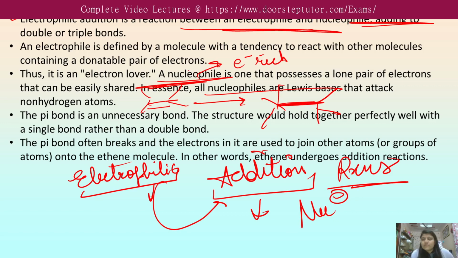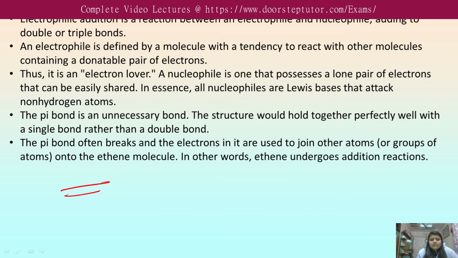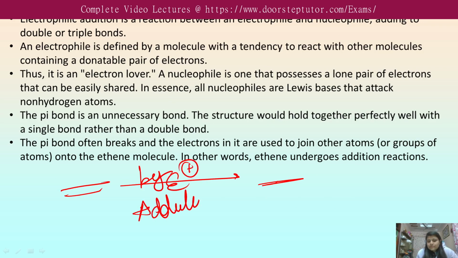It is because of the physical and chemical significance of the molecules forming, going from a single bond to a double bond. So the pi bond often breaks and the electrons in it are used to join other atoms. For example, ethene undergoes an addition reaction forming the ethane molecule. So what does this mean? It means we have a molecule which can convert into a single bonded molecule by electrophilic addition reaction.